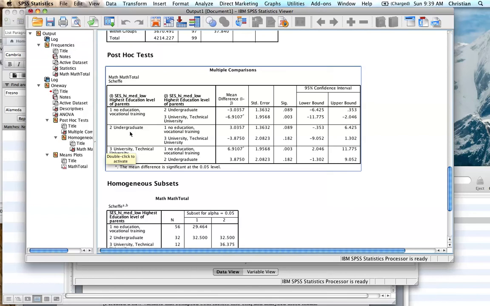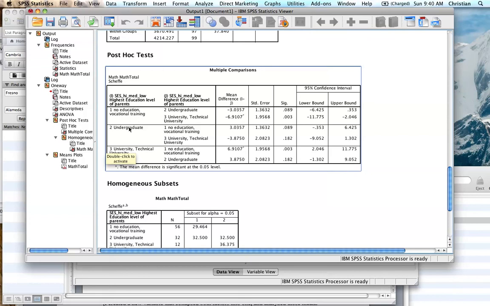Then here we repeat the first comparison, undergraduate and no education. We had that already up here, but now because we start with the undergraduate, we take their score and subtract the lower education score, which leaves us 3 points. But it's exactly the same thing. It's the same difference, the same standard error right here, and therefore also the same significance level. So this is basically the same result.